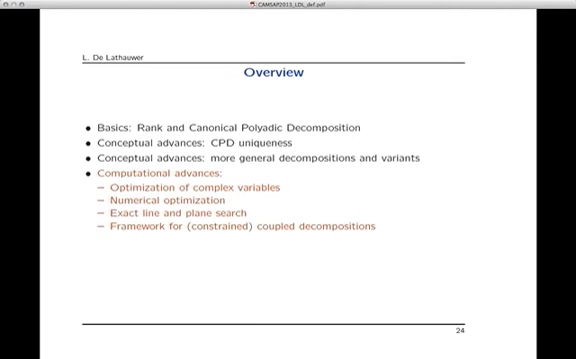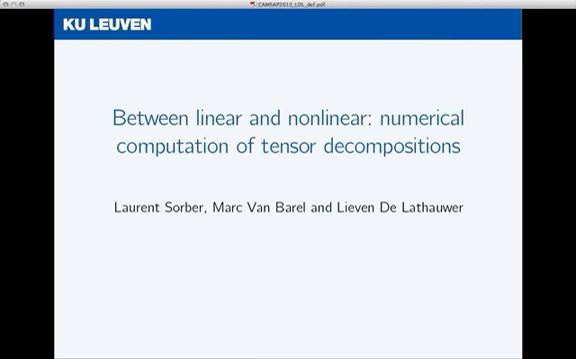I also promised some computational advances, and for that I'm changing the look of the presentation. I've taken a few slides that were prepared by Laurent Sorber, who is co-supervised by myself and my colleague Marc Van Barel from the computer science department. We have been developing optimization-based numerical algorithms for the computation of tensor decompositions, and we have developed a MATLAB toolbox. We have actually developed 2 MATLAB toolboxes. And this is the second part of my talk.